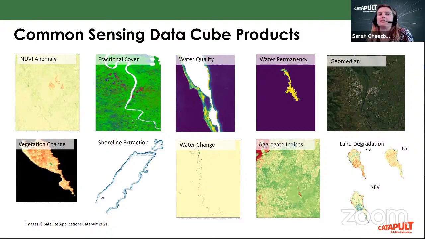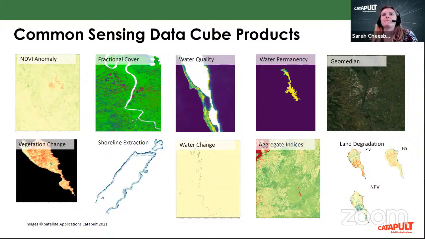Many of them are similar to those produced by Digital Earth Africa and Digital Earth Australia. We've got ones around vegetation, water quality, and permanency of water, all of which are important when we're looking at environmental factors such as sea level rise, which are pertinent in these small island nations. So for time, I'll not dwell on these too much, but if any of you have questions about specific products, we can cover those in the question session.